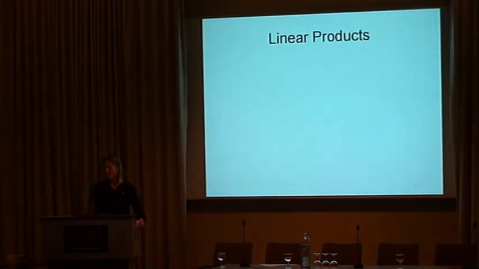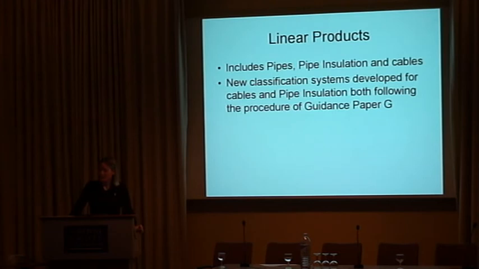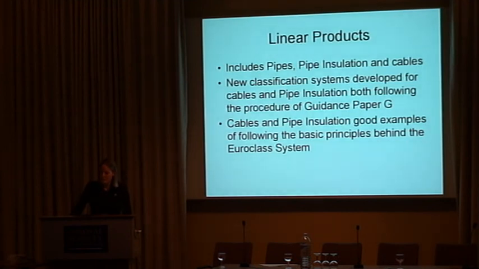I want to return then to the 10% where we have problems with SBI. As I mentioned earlier, there was a little note added to the Commission decision on the Euroclass system about linear products. And linear products include pipes, pipe insulation, and cables. Some solutions have been made for two of these product groups, pipe insulation and cables. New classification systems have been developed for cables. This even includes a whole new range of tests that was developed based on a large European study. For pipe insulation, they stayed with the SBI test and the room corner test, but they defined an alternative way of mounting and fixing them in the test, and therefore also different class limits. So I would say that the cables and pipe installations are very good examples of following the basic principle behind the Euroclass system, to develop the system to take into account those problematic products, or problematic according to the SBI.